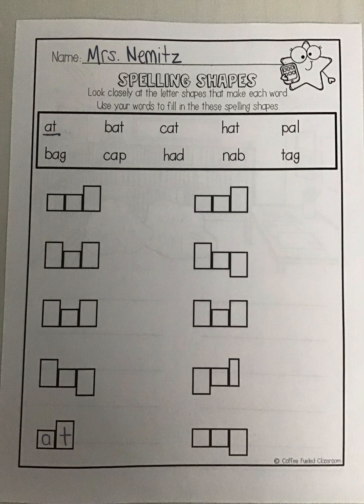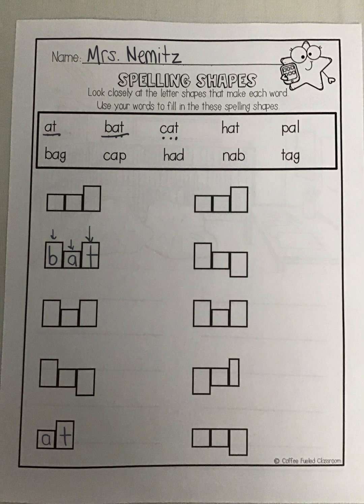My next word is bat. I know that bat has three letters. The B is tall, the A is short, and the T is tall. So I'm looking for tall, short, tall. And I see that pattern right here. B, A, T. See my tall box, short box, tall box.